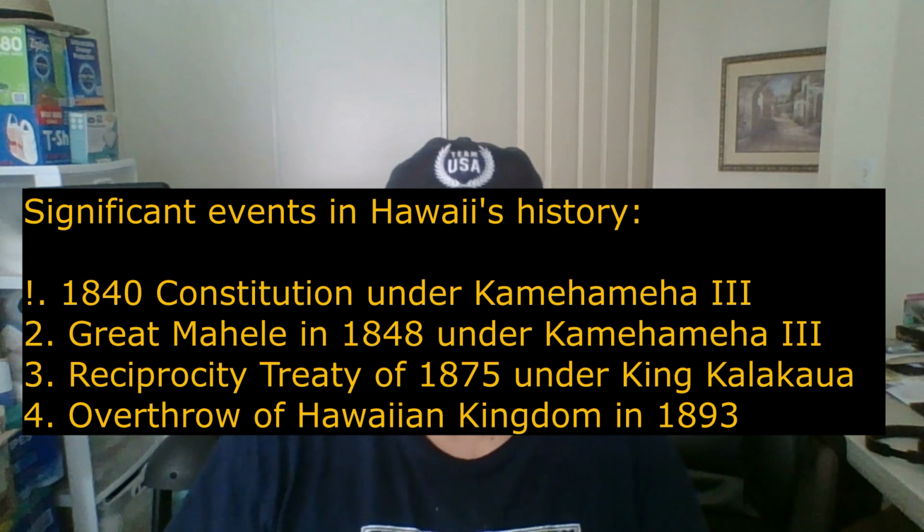Now, the way the Reciprocity Treaty worked, it's an agreement between Hawaii and the United States. Hawaii was able to send sugar to the United States mainland tariff-free, and in return, the United States was allowed to use Pearl Harbor as a naval base. That was the agreement, and it was ratified in 1875, and then renewed 10 years later too.